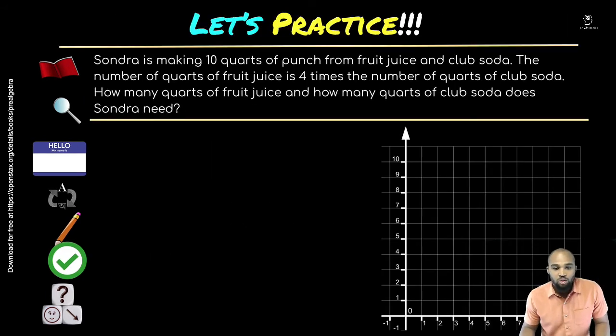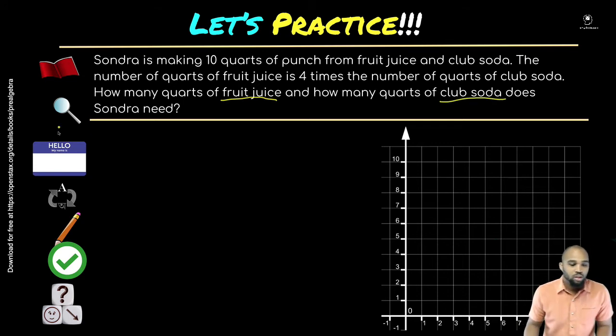Sandra is making 10 quarts of punch from fruit juice and club soda. So those are my 2 things, right? I got quarts of punch from fruit juice and club soda. Let me look at the question. How many quarts of fruit juice and how many quarts of club soda? So those are the 2 things I'm looking at.